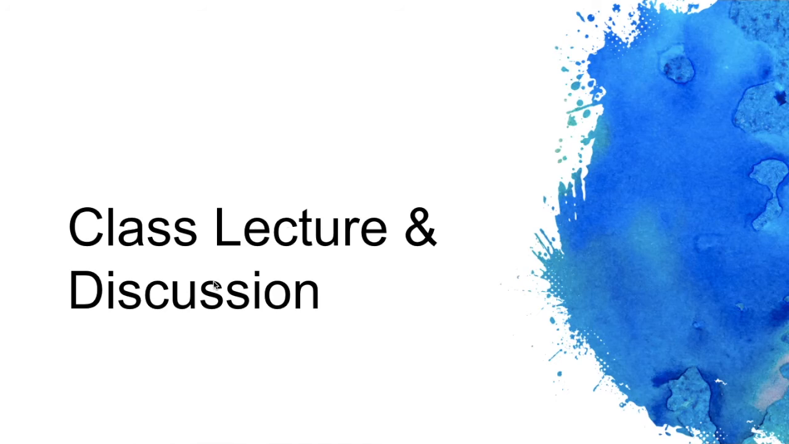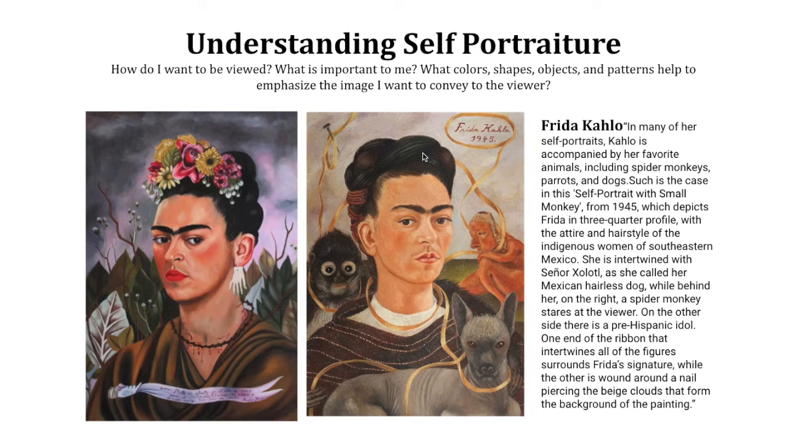background for this. So if you came to class, then you know we did this class lecture and discussion, but if you weren't in class, I'm just going to briefly go over what we talked about, and then you can read these for yourself. We looked at the art of Frida Kahlo, and we thought about how do you want to be viewed, what's important to you, what colors, shapes, and patterns and objects help emphasize what you want to convey to your viewer. So we'll be talking about that in class. These are things that you should be thinking of, and we'll have conversations about that in the chat.